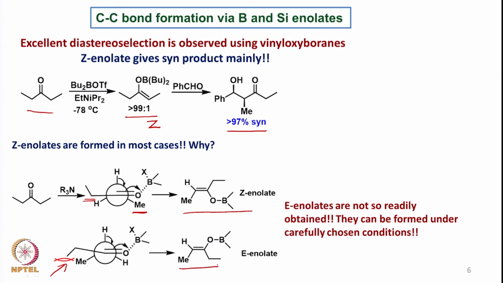Here you will get the E enolate, but E enolates are generally not easily obtained, and they have to be obtained under carefully chosen conditions. A lot of work has been done in this area, especially by David Evans, and also to some extent by H.C. Brown. Now, we will see what exactly happens when we change the substituents, or we change the bases, or we change the size of the bases or the size of the substituents on the boron or even the leaving group.